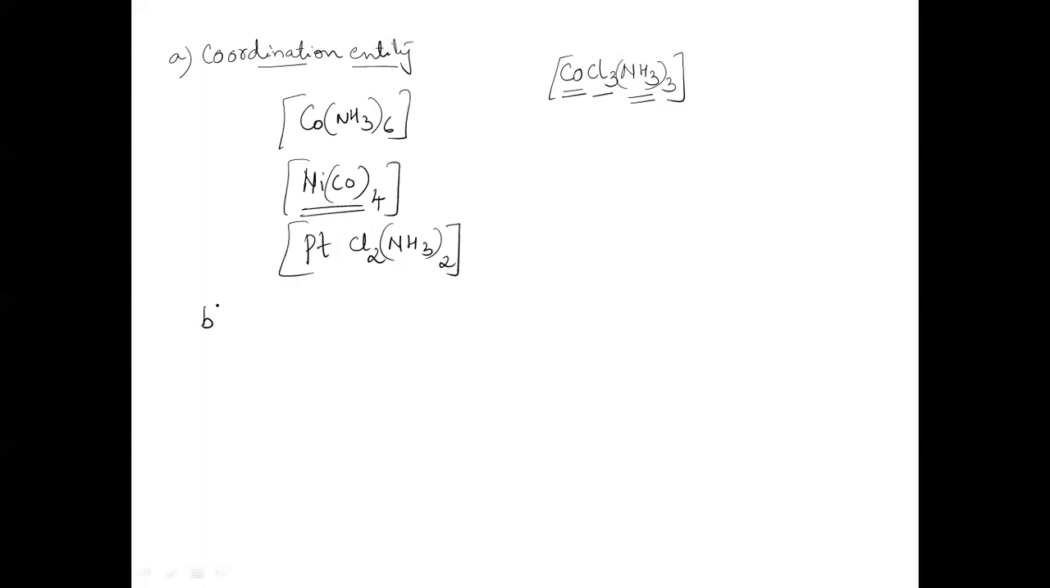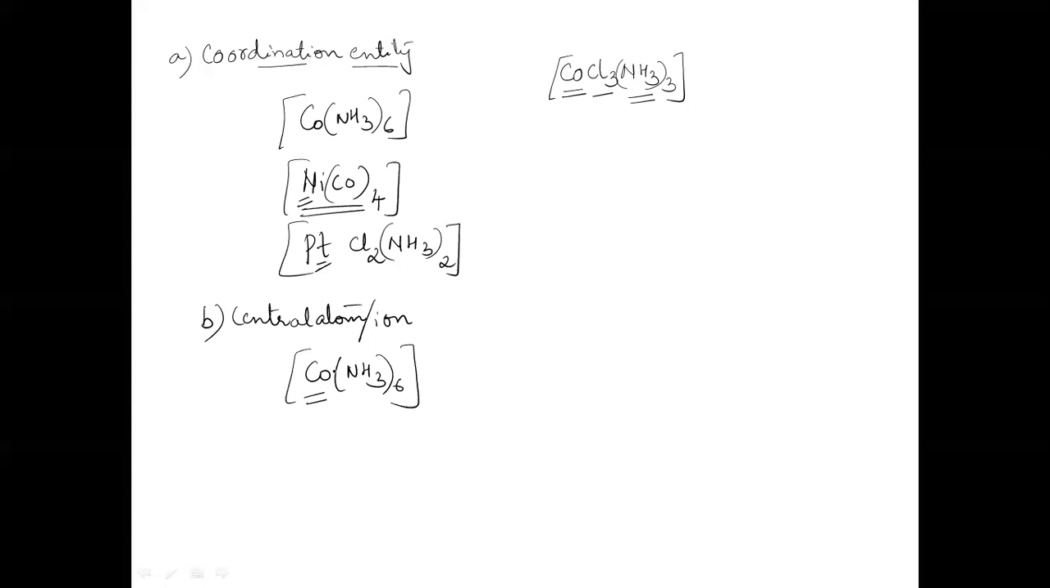Next comes the second term, the central atom or the ion. If I take the same example, here the cobalt is surrounded by 6 ammonia molecules. So here the cobalt is the central atom, the atom which is surrounded by other ions or groups in a definite geometrical manner. In this, the cobalt, and if you take the nickel, platinum, and here also cobalt, this is the central atom.